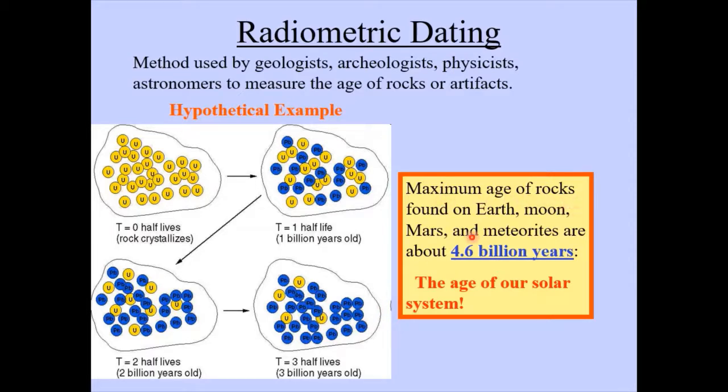One interesting bit of information that comes from this is that the maximum age of rocks found on the Earth, the Moon, Mars, and more importantly, the meteorites in our solar system is always found to be less than or equal to 4.6 billion years. This is the age of our solar system. We know our solar system formed about 4.6 billion years ago, and one of the pieces of physical evidence that supports this is the use of radiometric dating of meteorites and other rocks.